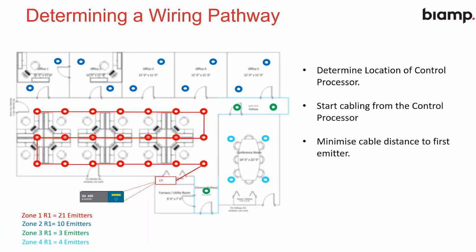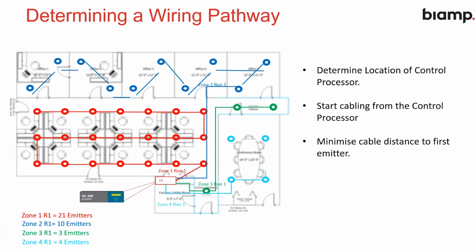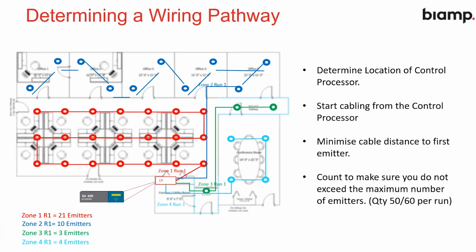From there, that would be zone 1 that we talked about. This is the same example we've been showing throughout. Zone 2, which is the private offices, again, you follow the same procedure as shown here. And similarly with the corridors and the conference room. We need to make sure that we've not exceeded the maximum number of emitters: for the standard emitter, 60 per run, and for the active emitter, it is 25 times 2 from the injector.